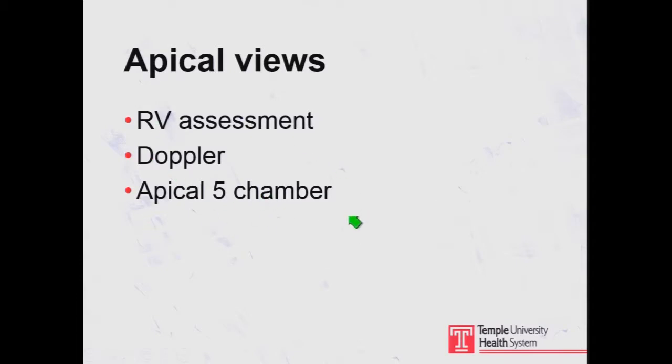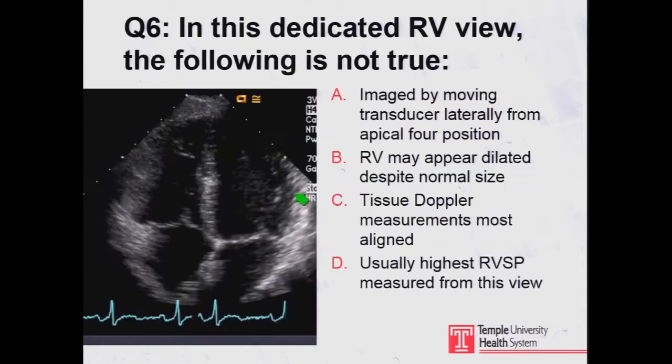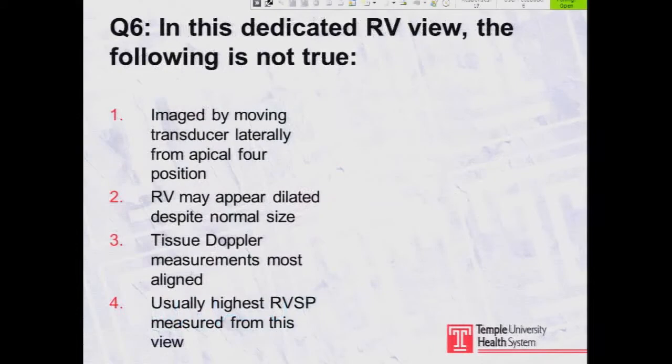There's Doppler and apical 5-chamber views. So this question, take a look before you answer. In this dedicated RV view, one of these is not true. It's imaged by moving the transducer laterally from the apical 4. The RV may appear dilated despite normal size. Tissue Doppler measurements are most aligned. Highest RV pressure measured from this view. We want the one that's not true. Go ahead and answer.